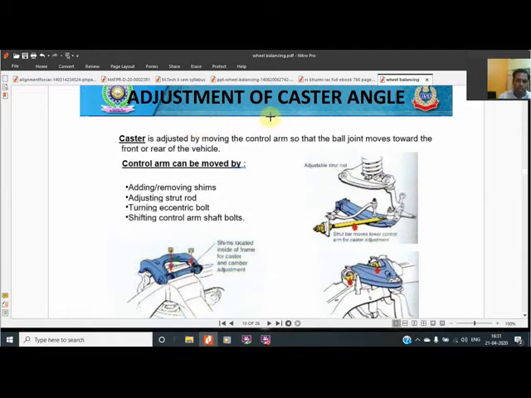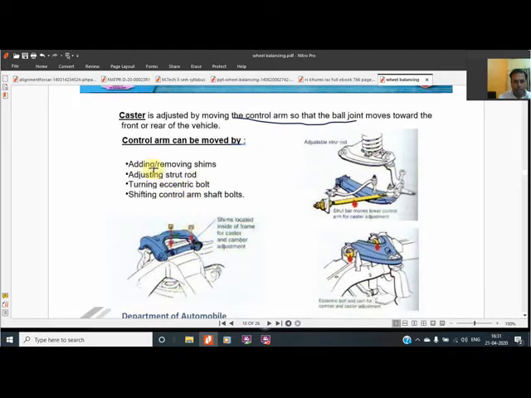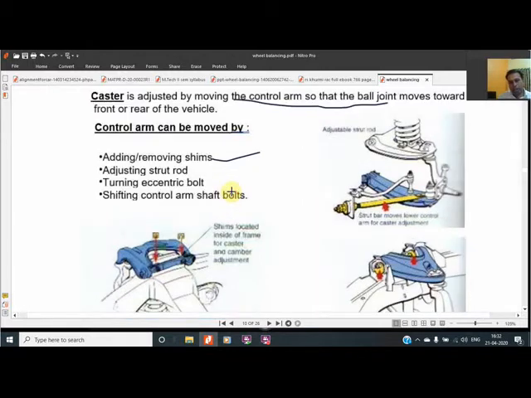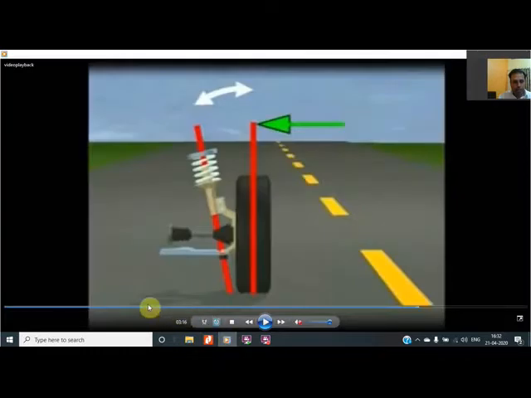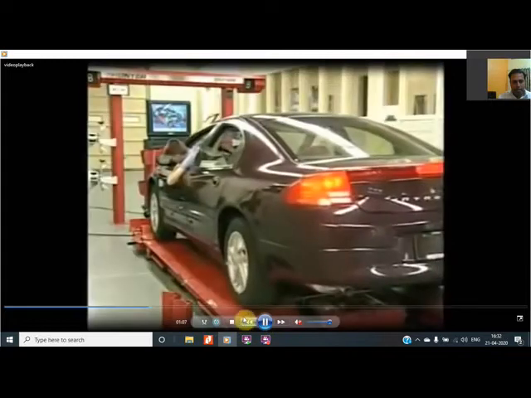And adjustment of caster angle. Caster is adjusted by moving the control arm so that the ball joint moves towards the front or rear of the vehicle. Means moving the control arms is required. And for these particular shims, adding or removing of shims is required. Means we have to show one video of how it is being done. And by this the caster angle is adjusted. Means the angle which I have shown you, the caster angle, that is being adjusted.